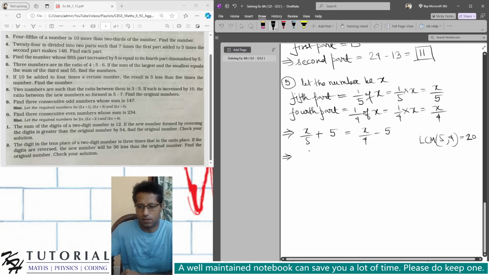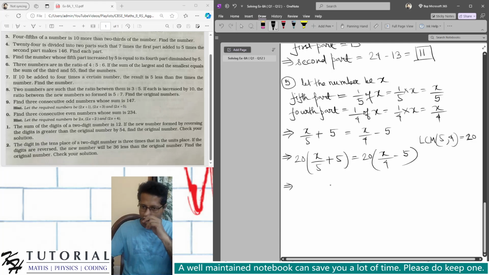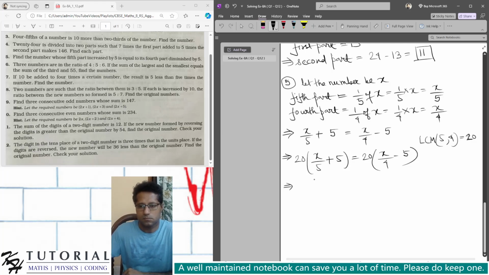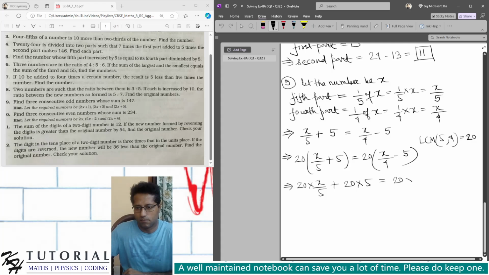So we will multiply both sides of the equation by 20. So we have 20 multiplied by the LHS is equal to 20 multiplied by the RHS. Now the LHS, if you do the product and open the brackets, it becomes, let me break down the steps, 20 multiplied by x by 5 plus 20 multiplied by 5 is equal to 20 multiplied by x by 4 minus 20 multiplied by 5.